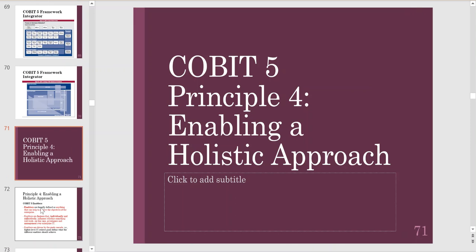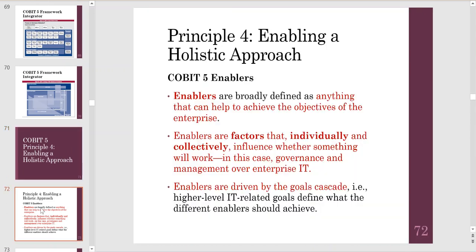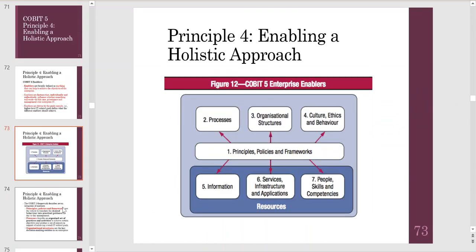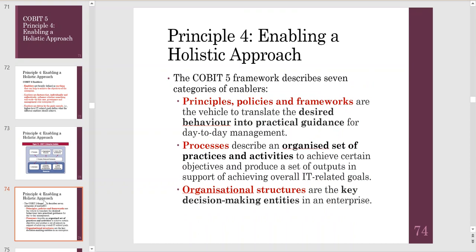Principle four, I speak about enablers. We said we have seven enablers. So what is an enabler? Anything that's helping you to achieve the objective of the enterprise, anything helping you. They work individually or collectively to achieve these objectives. So let us see them here. As you see them here, 1, 2, 3, 4, 5, 6, 7. Let's go and discuss them in detail.